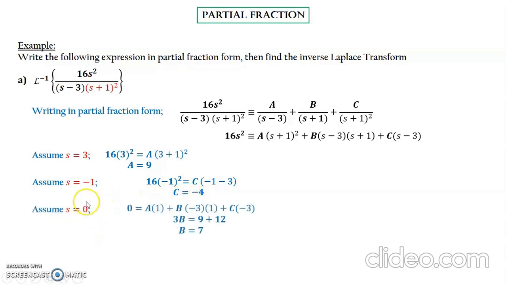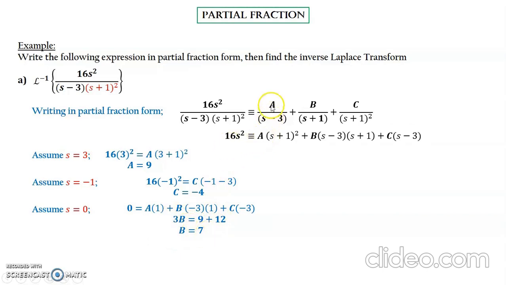Okay, untuk case yang ketiga, kita assume s sama juga dengan kosong. So you masuk kat sini s kosong sama juga dengan a tambahkan dengan b multiply dengan negatif 3 darab 1 you dapat negatif 3b. Tambahkan dengan negatif 3c. Okay, and then you further simplify it, you akan dapat b sama juga dengan 7.